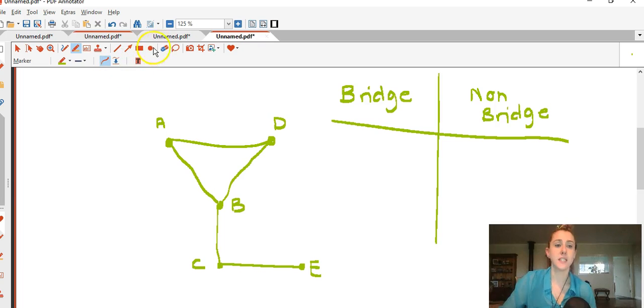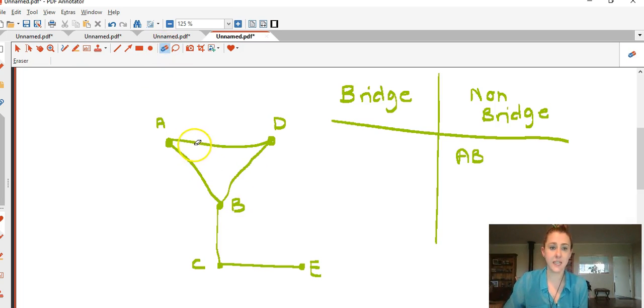So I'm going to start with AB and I'm going to remove that. You can see there that I still have a connected graph because I can still get from A to E by taking the rest of these edges. So AB was not a bridge. And I'm going to put it back in. Okay, so back to our original graph again.